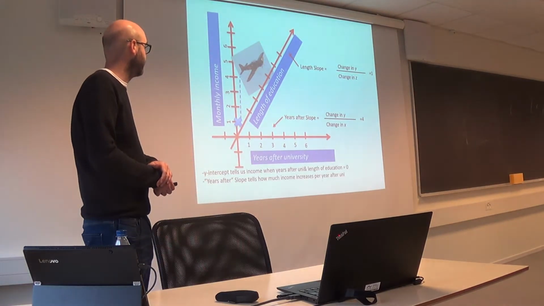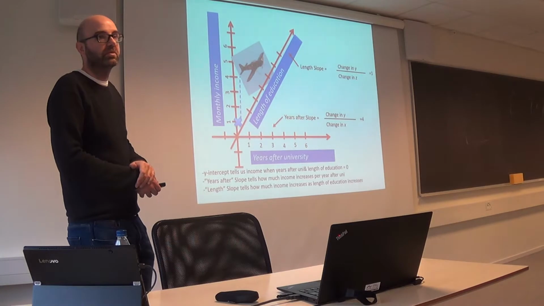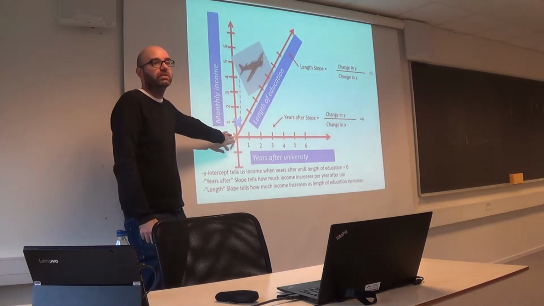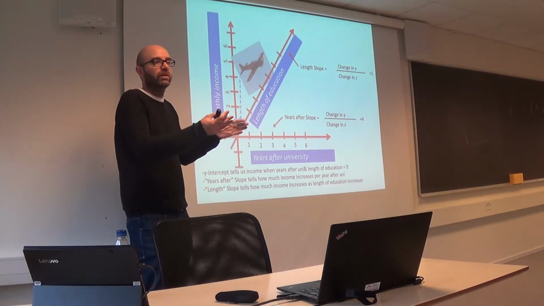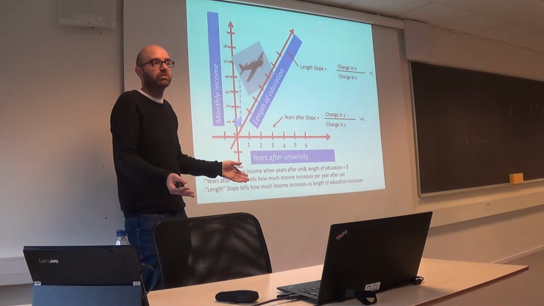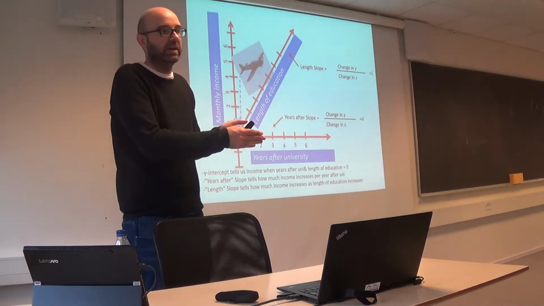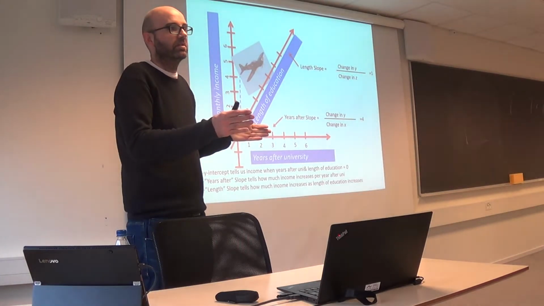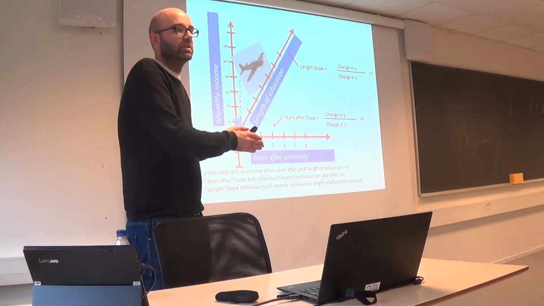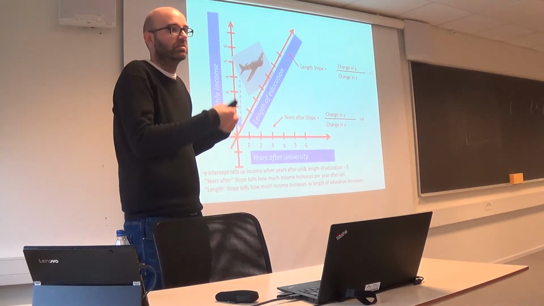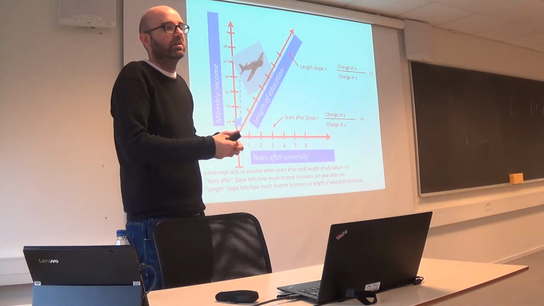So here we've got a y-intercept and two slopes. Our y-intercept tells us what income is when the effect of both predictors is 0, when the length of education is 0, and the years after university is 0. So this would be for somebody who is starting in work straight away.